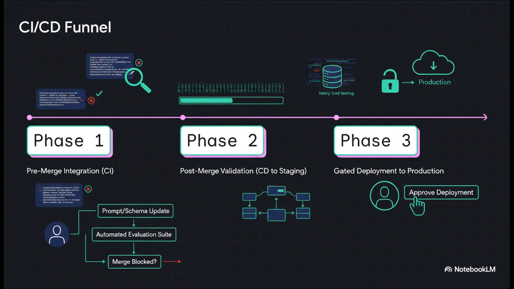This is where we shift left our testing. When an engineer updates a prompt or a tool schema, it instantly triggers our automated evaluation suite. If the agent's performance degrades even slightly, the merge is blocked. Step 2 is post-merge validation.